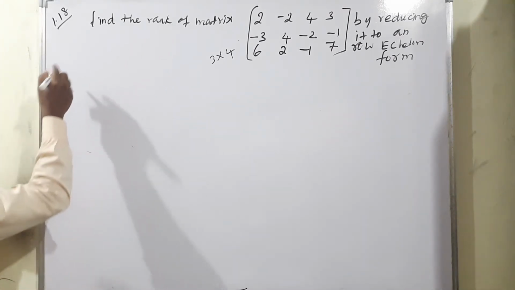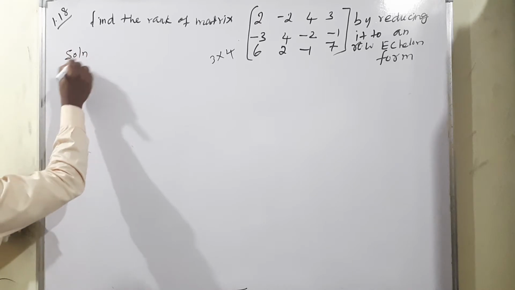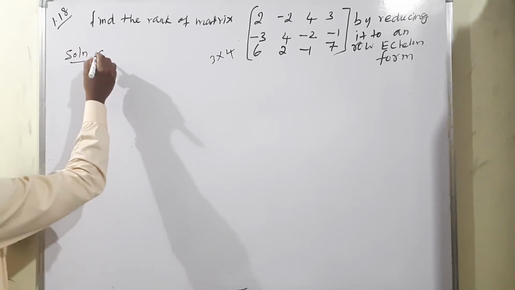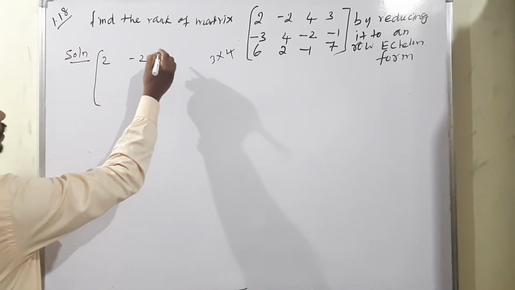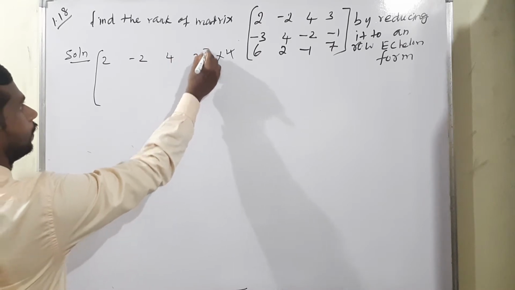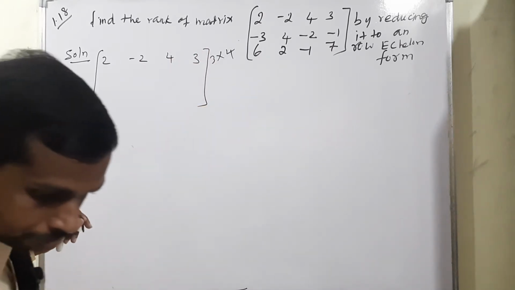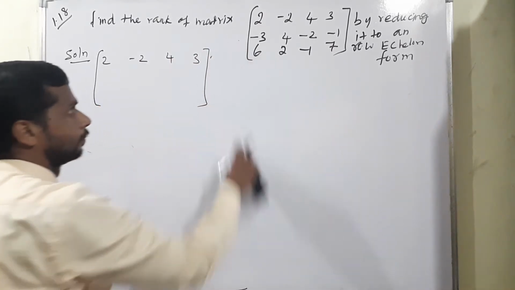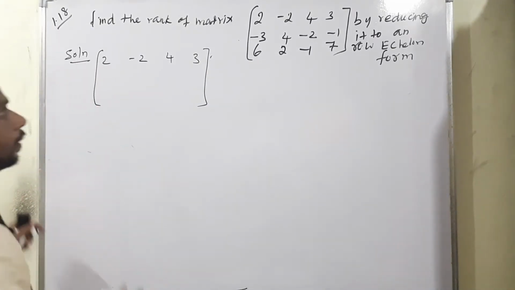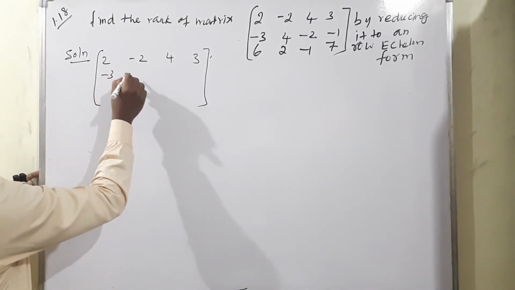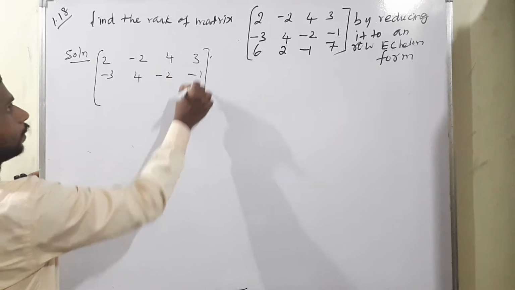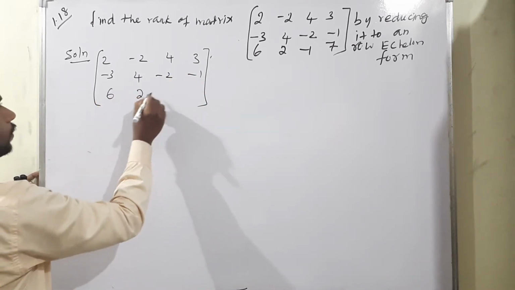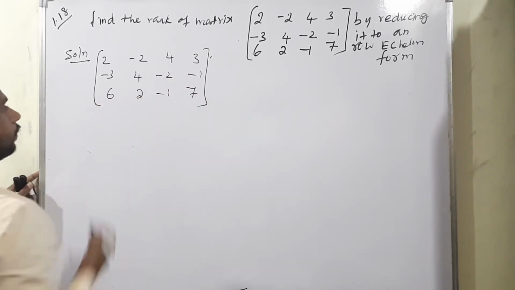First, I am moving to the given condition solution. So the given matrix is: 2, minus 2, 4, 3; then minus 3, 4, minus 2, minus 1; 6, 2, minus 1, 7.